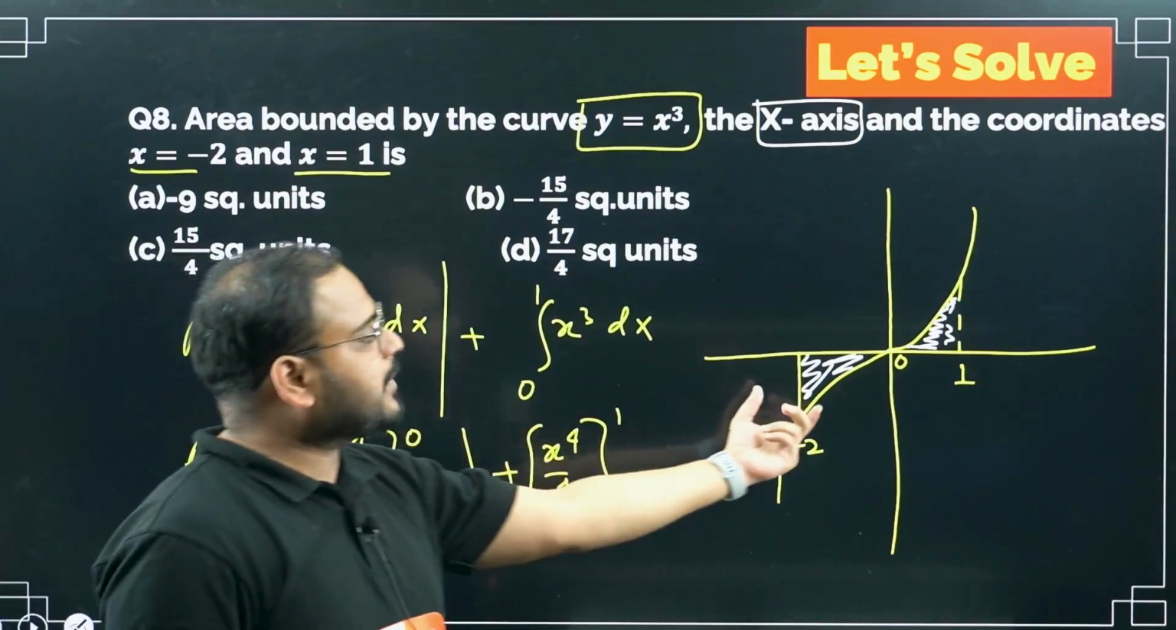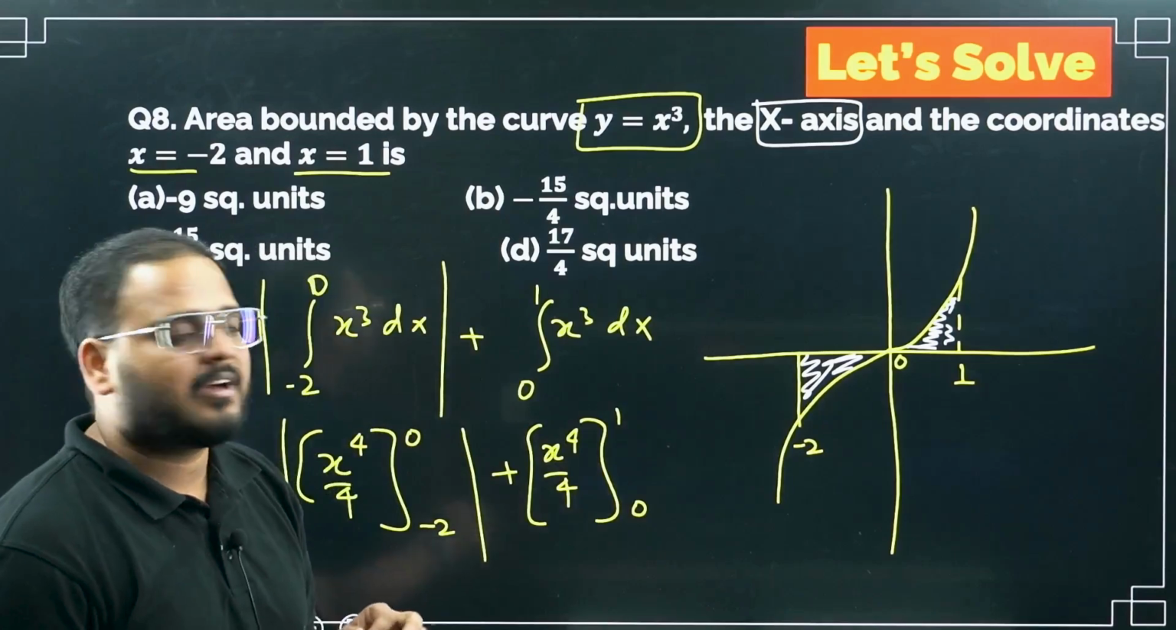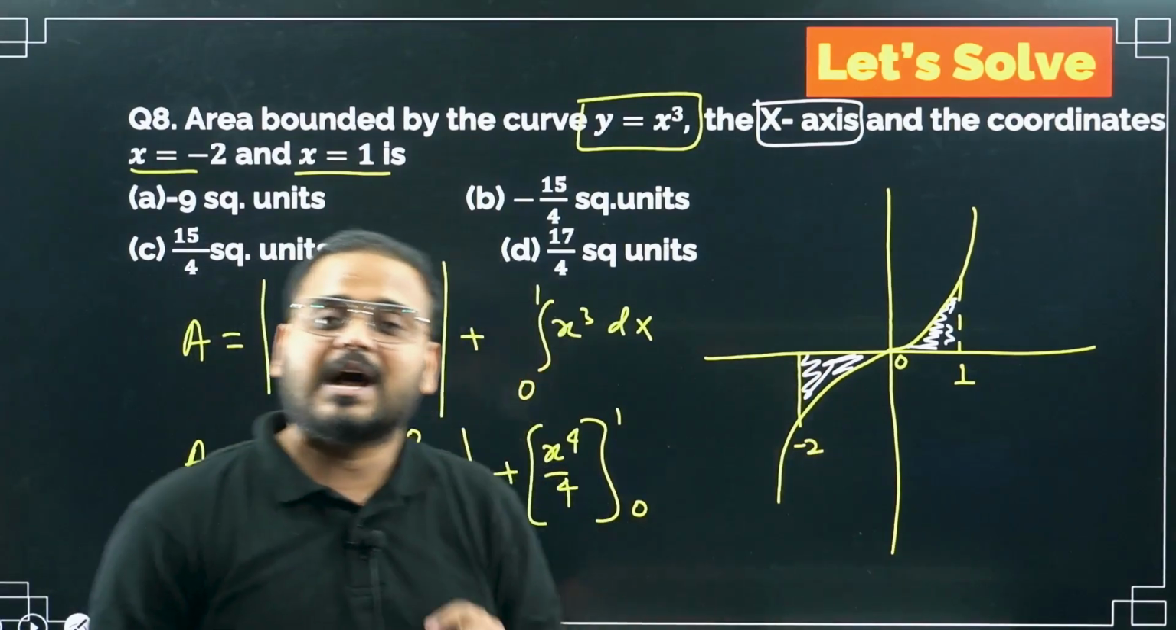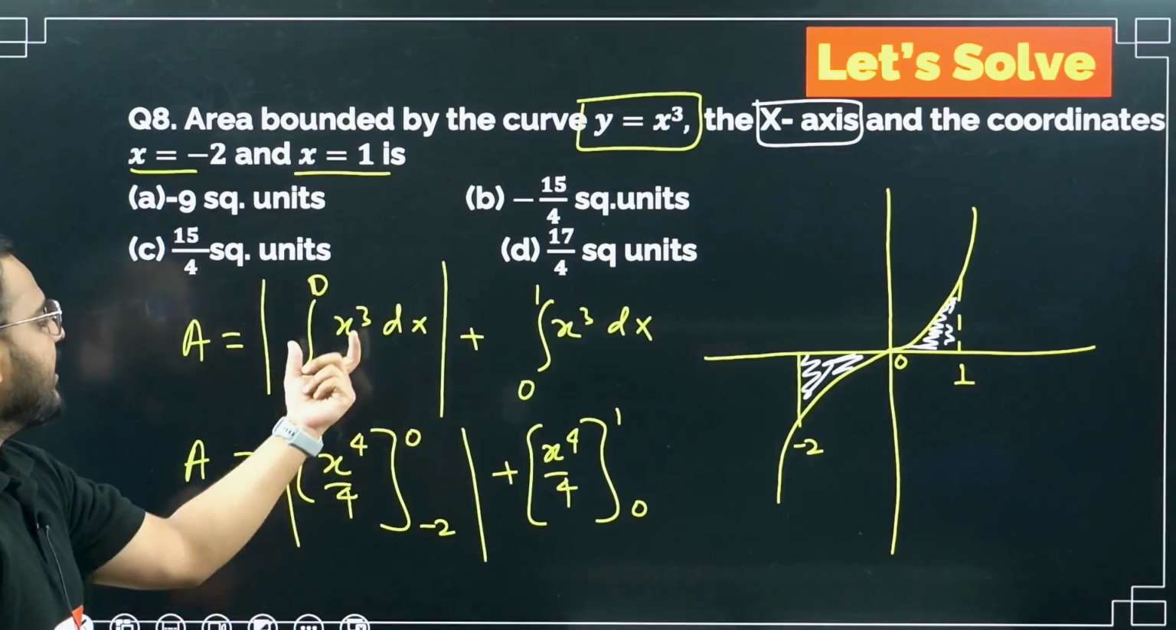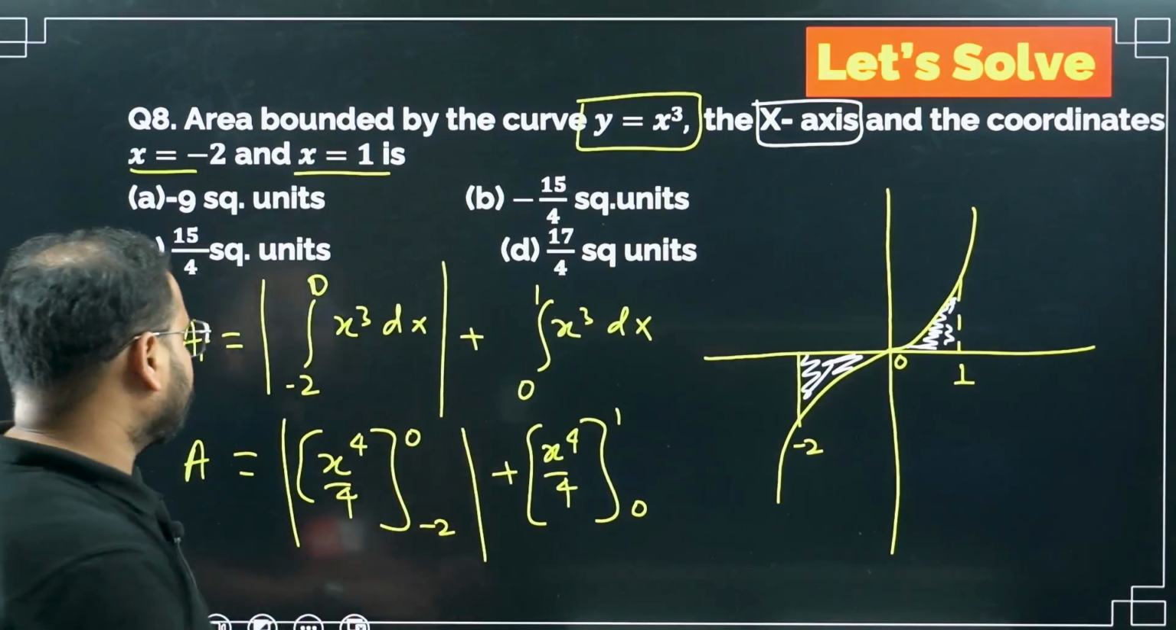Why are you doing this? Because this part, if you see the graph, is coming as negative. I can't have the area to be negative. For that reason, I have to take what? The modulus function. So I've taken the mod over here. It makes the result positive.